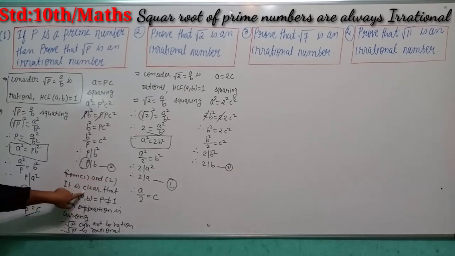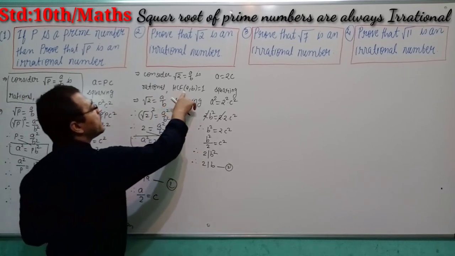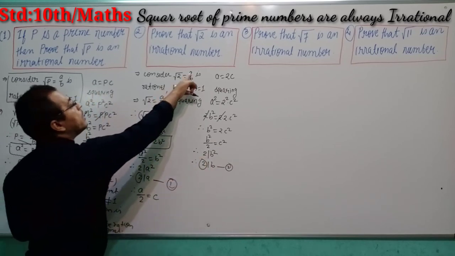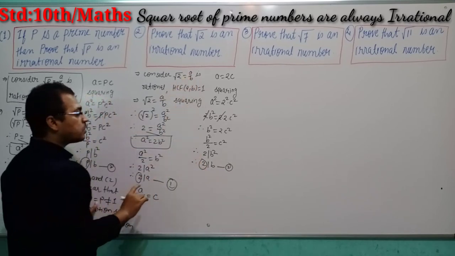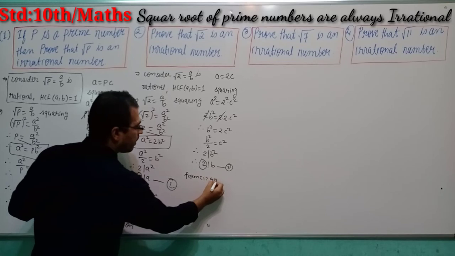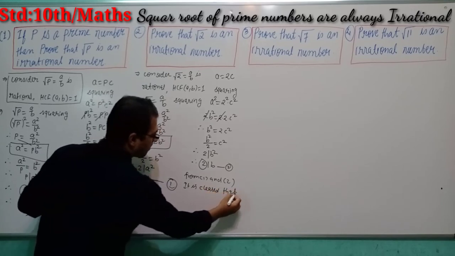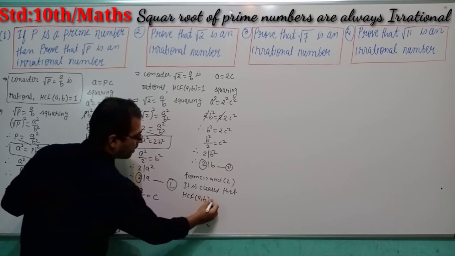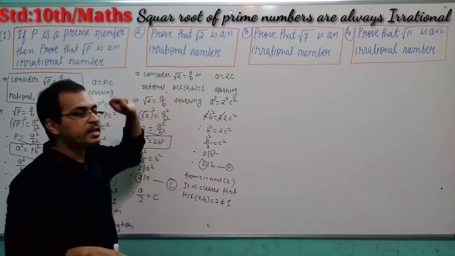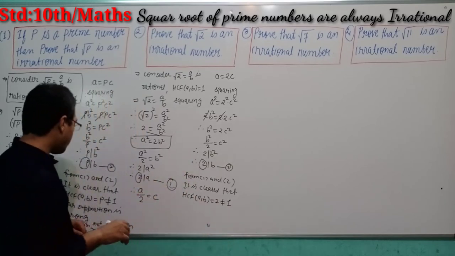From 1 and 2, it is clear that HCF of A and B is 2 but not 1, but as per the condition the HCF should be 1. But here you can see that from 1 and 2, what is the HCF of A and B? 2, right students? So again our supposition is wrong. From 1 and 2, it is clear that HCF of A comma B is 2, which is not equal to 1. It should be 1 as per the condition if root 2 is rational. But what are we getting? HCF is 2. So our supposition is wrong.